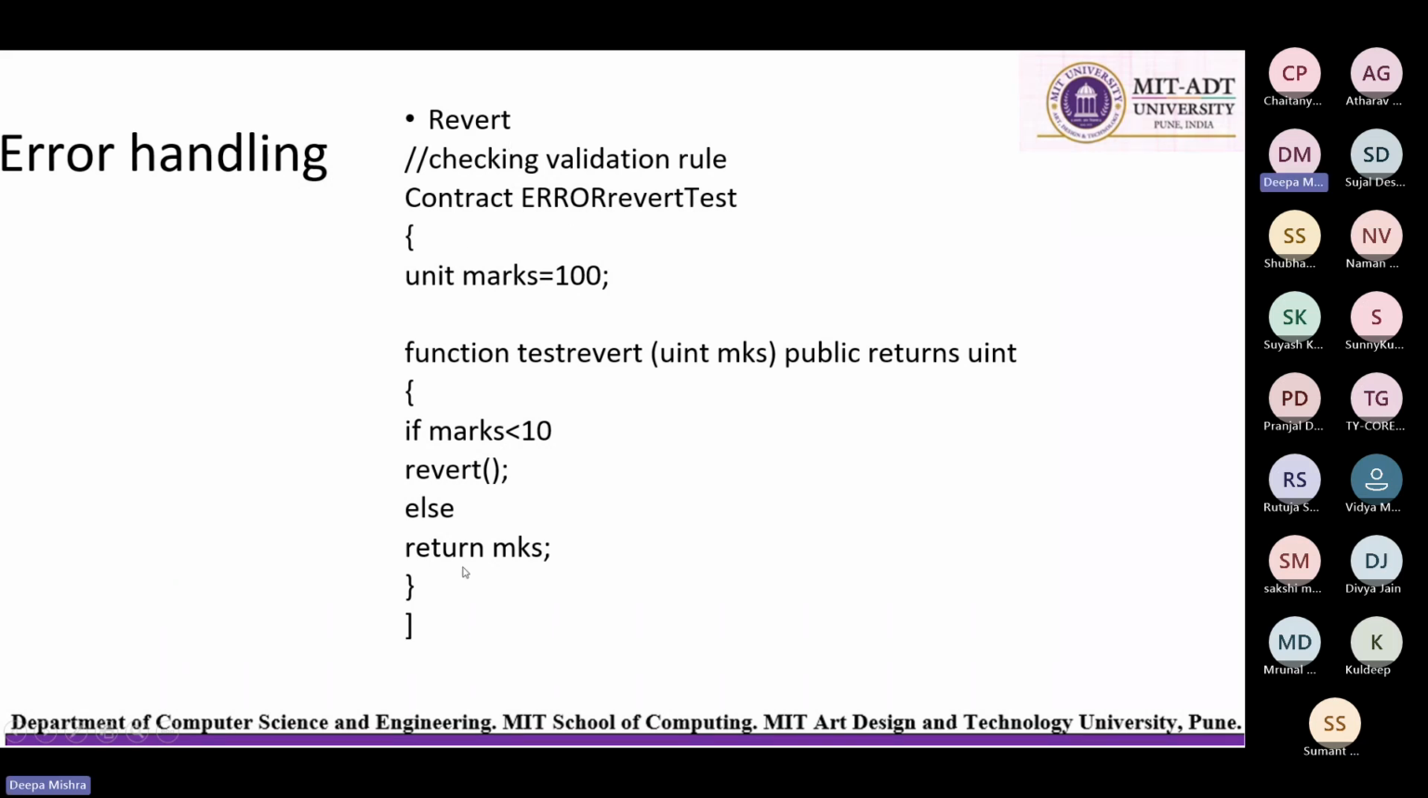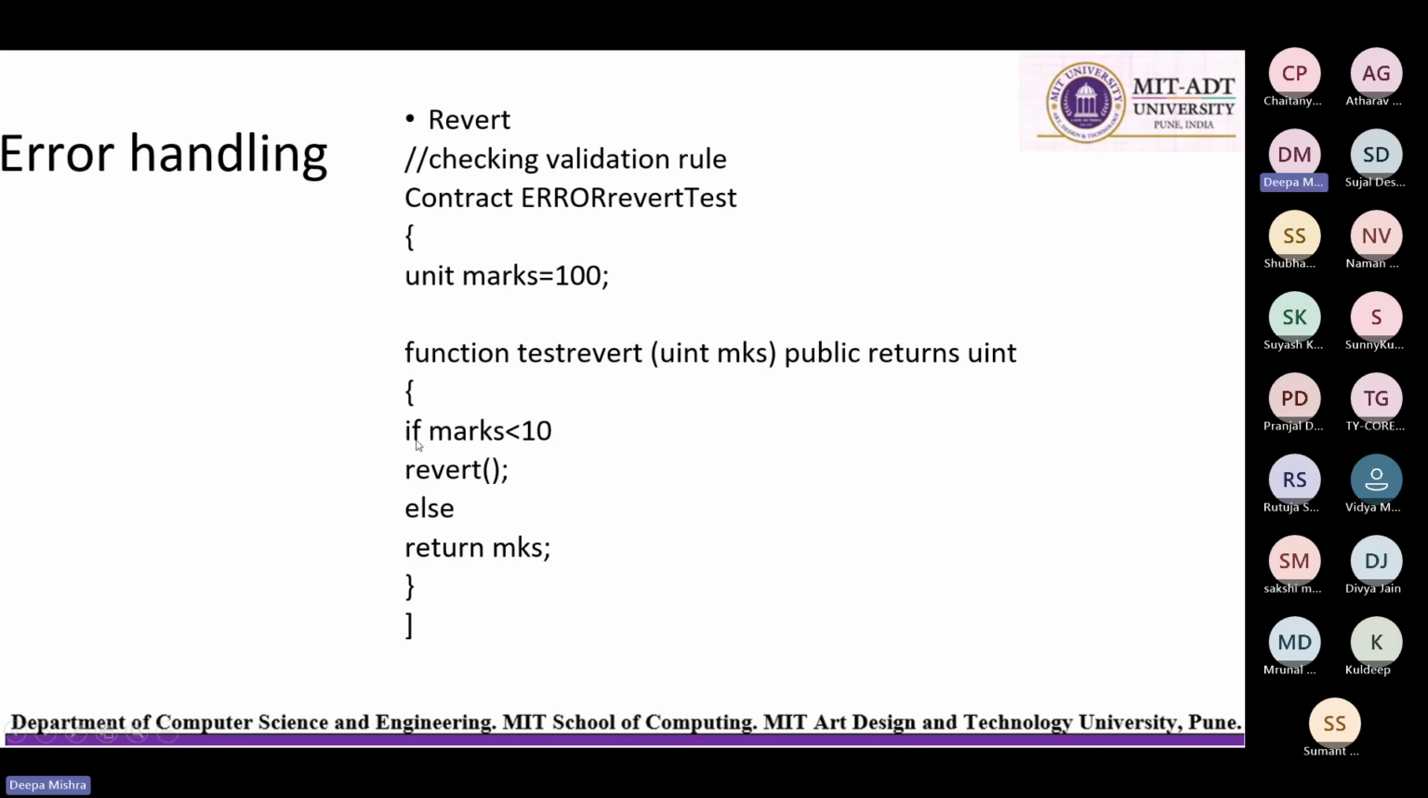So just observe this piece of code that I have written. There's a contract error revert test, initialized marks to 100. Then I've written function test revert, to which I'm passing an argument MKS, and this returns an unsigned integer value. Since revert doesn't take any arguments, how will I write the condition? In that case, I have to write the condition using an if else statement, or it may be an if else ladder also, depending on what logic I'm implementing.